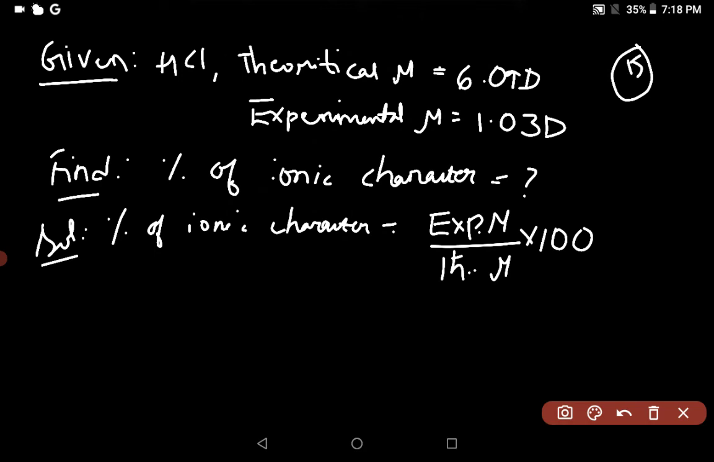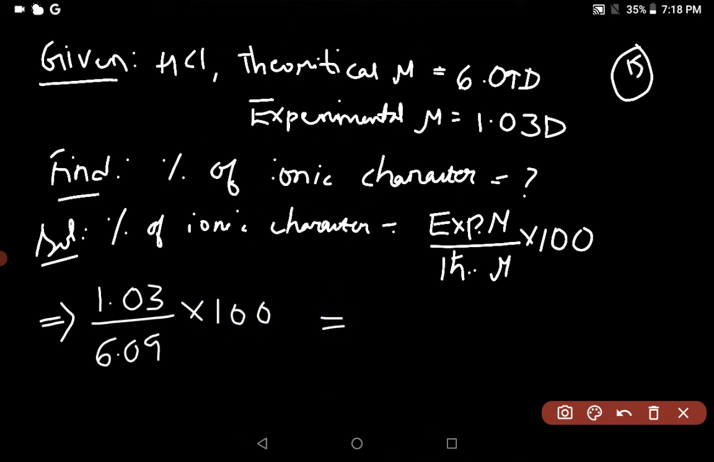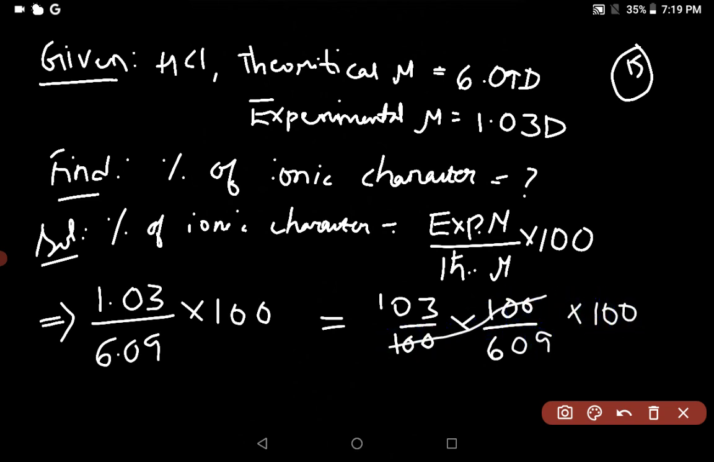Now in this formula we are going to substitute the values. The experimental value of mu, what was it? It is 1.03, divided by the theoretical value, which was 6.09, into 100. Now I'm going to tell you all approximate values. So 1.03 can be written as 103 by 100, and 6.09 can be written as 609 by 100, into 100, cancelling out both.